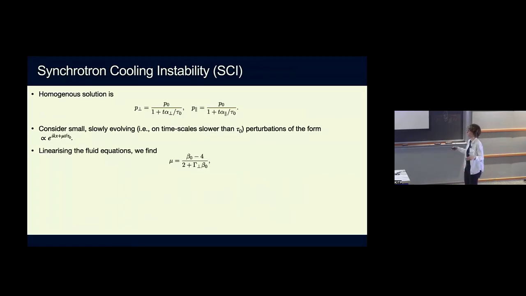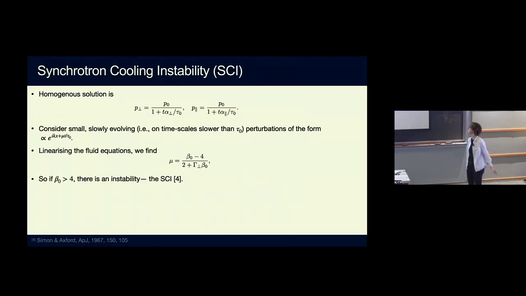And if I linearize the equations that I showed on the previous slide, you get a growth rate that looks like this. So clearly, if beta is larger than your magic number of 4, you get an instability, which is called the synchrotron-cooling instability.